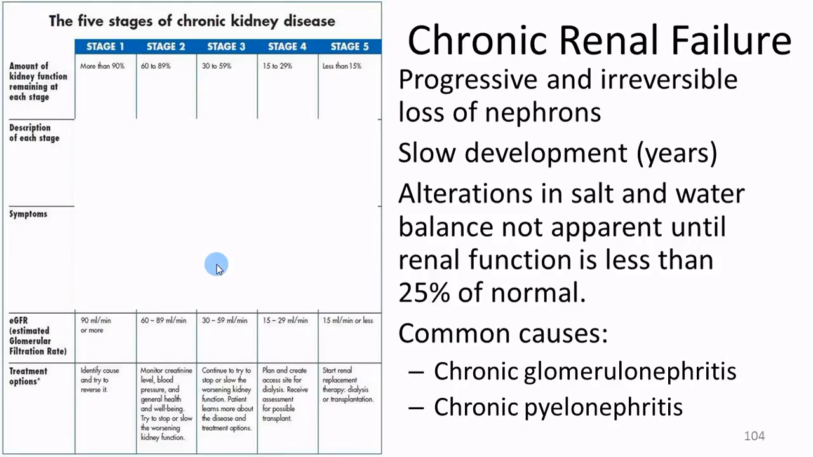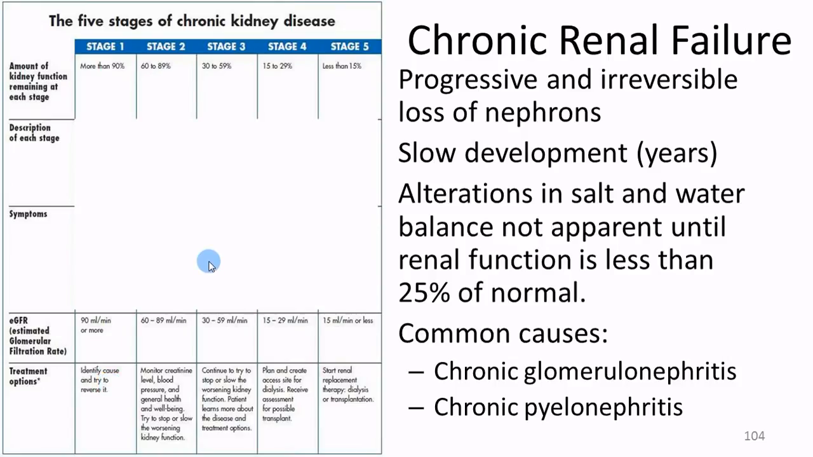But this is a long, long function. They can handle things on their own until their kidneys have shut down to less than 25%. At that point, they're going to have to be put on dialysis to help maintain things. And you'll notice that I blocked out the stages or description of the stages and the symptoms for all 5 stages. So you can see what's happening as far as kidney function, what's going on with the GFR, and then the treatments.